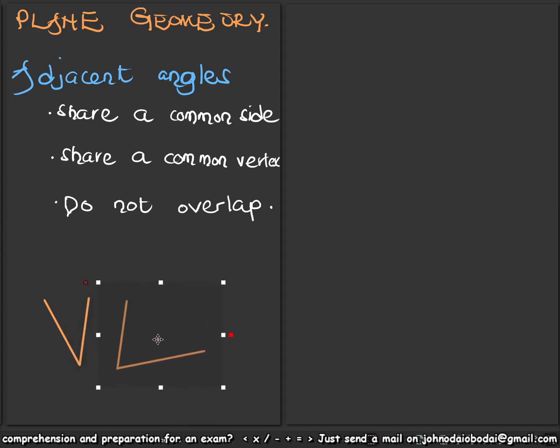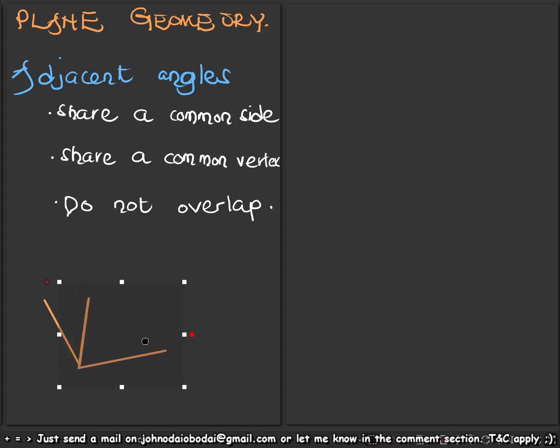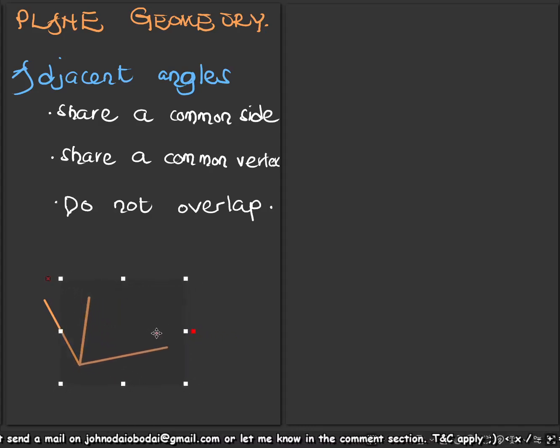But if they are separate like this, we don't say they are adjacent because the conditions are written up there. They do not share a common side, neither do they share a common vertex. So basically, we are saying that if angles are next to each other, then they are adjacent angles. Let's look at what vertically opposite angles are.